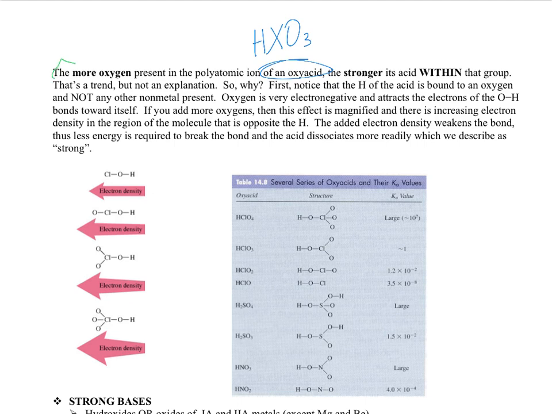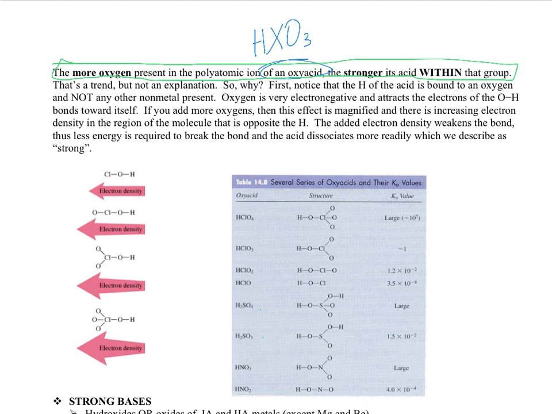This is the trend. You can memorize it, but it won't explain it. You know how when they ask you to justify or explain, this wouldn't be enough. So it says the more oxygen present in the polyatomic ion, the stronger the acid is within that group. So you have to be comparing the same ones. For example, in the one you see down here, we're comparing the ClO4, ClO3, ClO2, ClO, or we're going to compare the SO4, SO3, so you can see the difference.